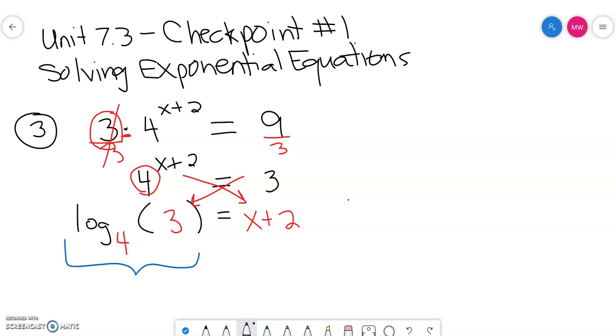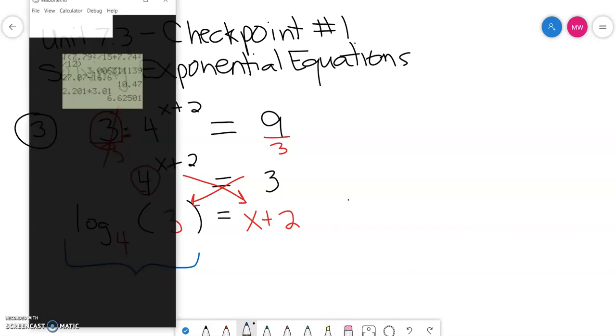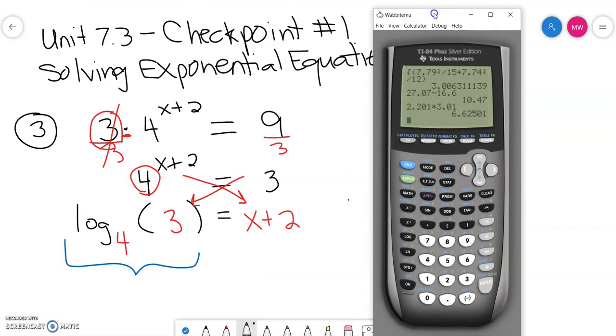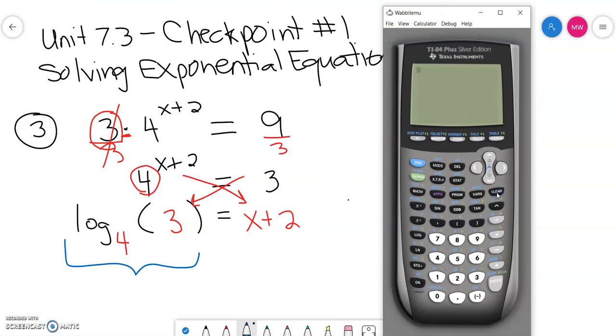Now, I need to calculate this. Log base 4 of 3. You can use a calculator for this. I have an older model of calculator, so I only have use of the log button, which is a base of 10, not a base of 4. So when I type this into the calculator, I have to use the change of base formula. I have to do log of 3 divided by log of 4, because the base always goes on the bottom.